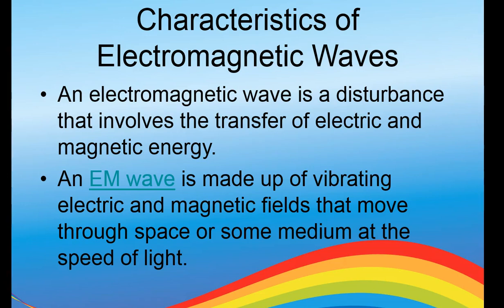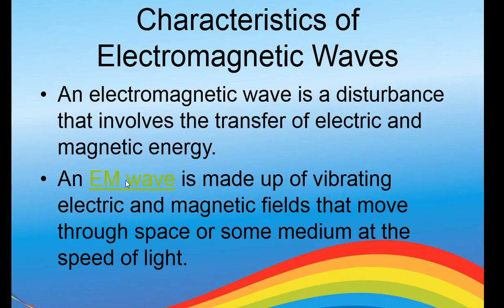So electromagnetic, and I'm lazy, so EM stands for electromagnetic waves, is made up of vibrating electric and magnetic fields that move through space. So that's important. They can move through space or air. A medium is something like air, and they move at the speed of light.